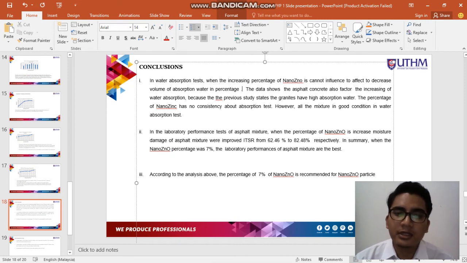Second, in the laboratory performance test of asphalt mixture, when the percentage of nano zinc oxide is increased, moisture damage of the asphalt mixture improves, with ITSR from 62% to 82%. In summary, when the nano zinc oxide percentage was 7%, the laboratory performance of the asphalt mixture was the best. Third, according to the analysis above, 7% is the recommended percentage of nano zinc oxide particles.